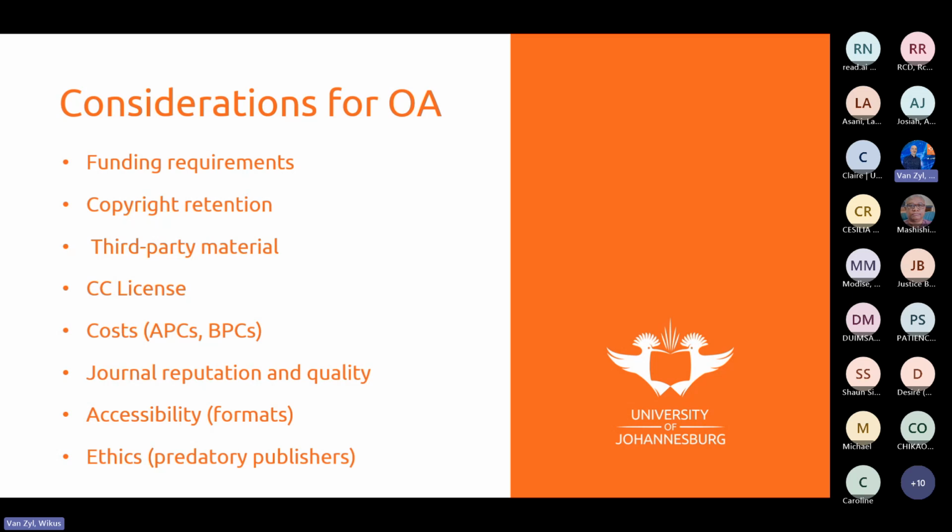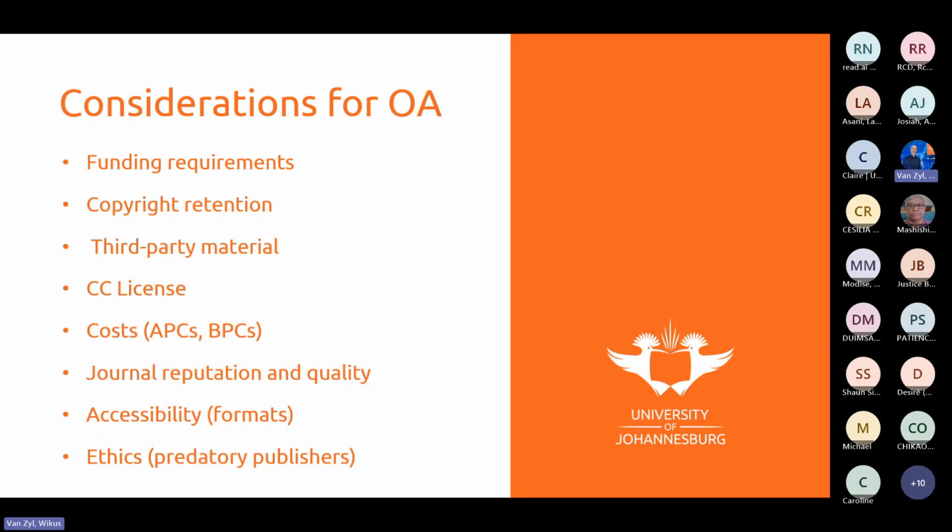Then also making sure that your open access research is accessible. So just having it in PDF format is good, but you can also check, does the journal publish in more than one format to make it available for a broader audience?